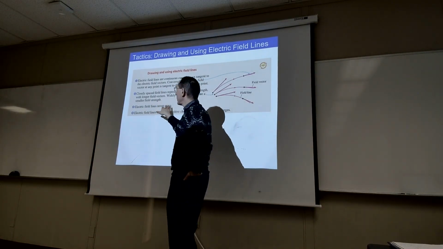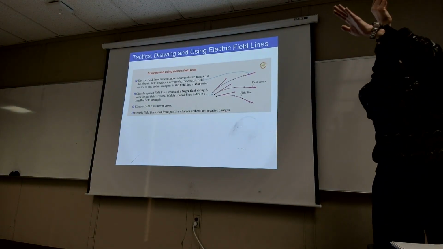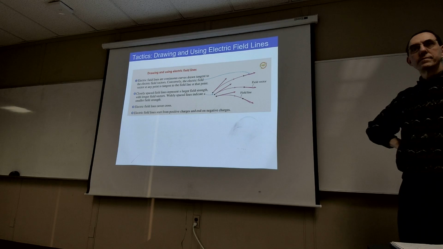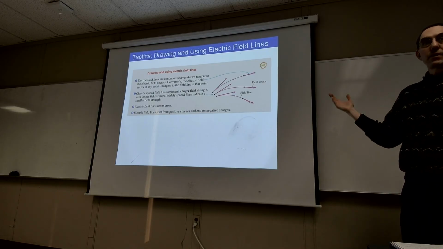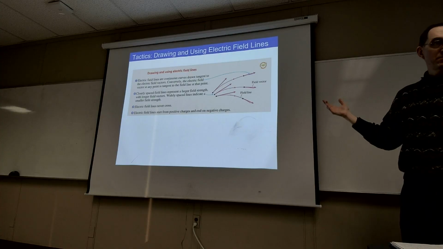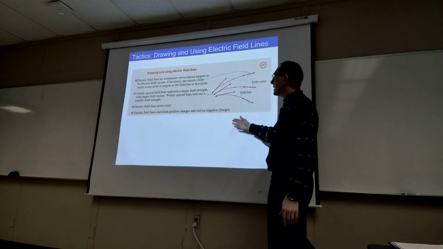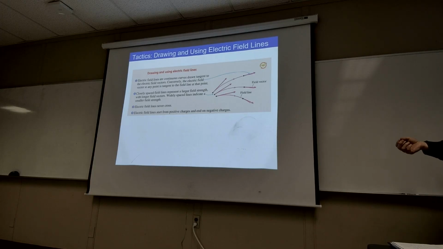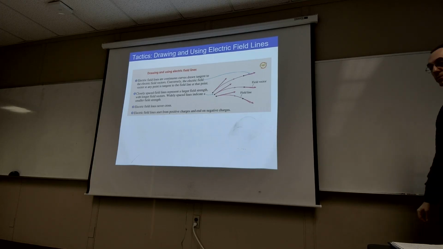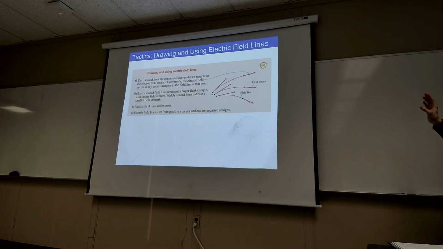Third rule, electric field lines can never cross. Why is that? What would be the problem if I had two field lines that were crossing? Yeah, because the field can't point in two directions at once. How do I draw a tangent at that point? Can't. It's undefined. So field lines can never cross. And lastly, field lines can start and end, but they can only start on positive charges and end on negative charges. Otherwise, they're continuous through space. All right, any questions about these four rules?